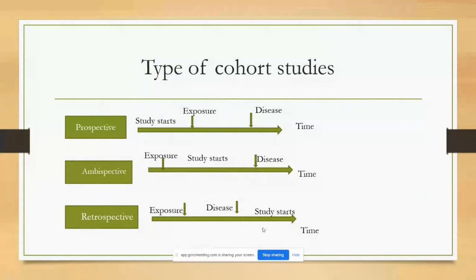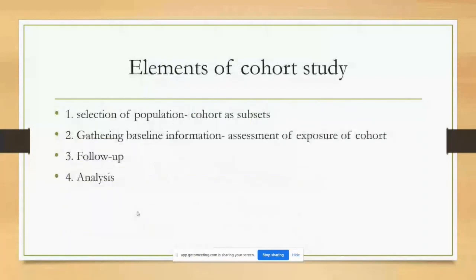In retrospective, the study starts at the end, and we have to find out the disease and exposure relation. The disease is already known, and then we have to find out the exposure. What are the elements of a cohort study? These are four. First is selection of population, because the cohort must be a subset, and we need to choose them properly with similar characteristics in the two cohorts, such as age, sex, prakriti, and so on. Gathering baseline information is the second element, that is assessment of exposure of the cohort. The particular cohort must be exposed to the same cause, then we need to follow them up, and at a certain period of time we need to analyse them and make the conclusion.